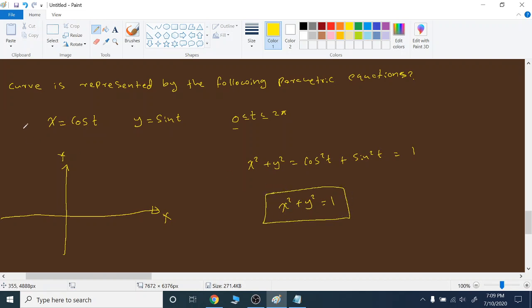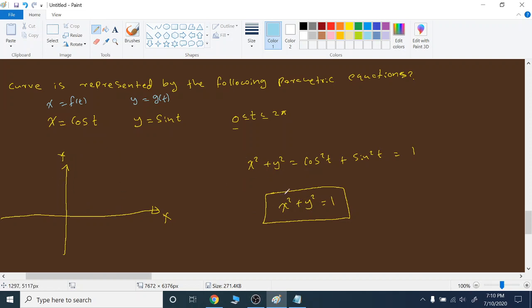Now see here, we started with a parametric format. That means we have expressed x as a function of t and y as a function of t, and then we got rid of this third variable and wrote down a relationship between x and y directly. And also we know that this represents the equation of a circle.